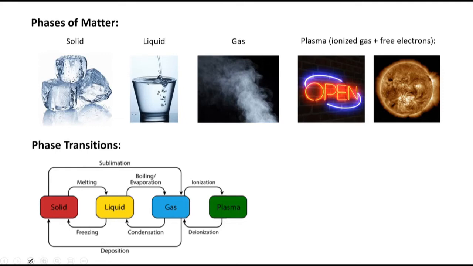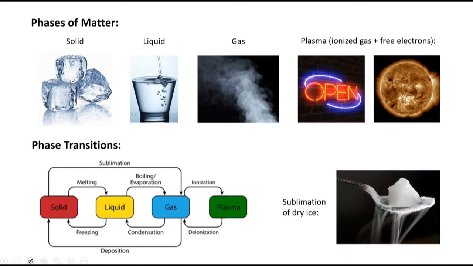So those are probably very familiar. Something maybe less familiar is sublimation, which is when you go straight from a solid to a gas. An example that you're maybe familiar with is dry ice. Dry ice does sublimate at room temperature. This is just the solid form of carbon dioxide, and it sublimates directly into carbon dioxide gas. And then the transition from a gas to a plasma is ionization, and backwards is deionization.